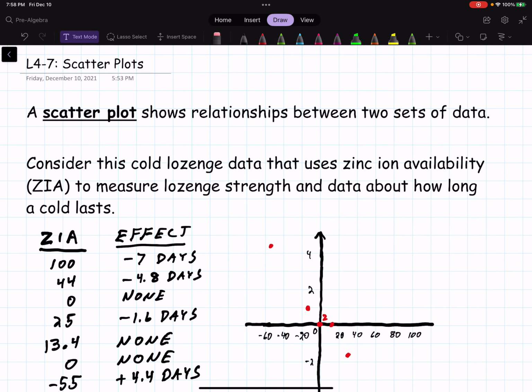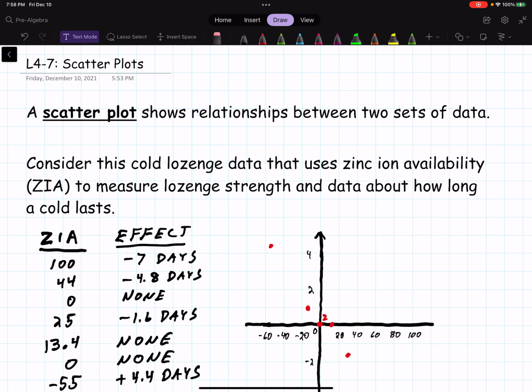All right, let's look at lesson 7 of chapter 4, talking about scatter plots. Another way to show relationships between two sets of data is to use a scatter plot. Basically, you put two sets of data together and you map them out on a grid, and then you see if there's a relationship that you can create or see with that data.